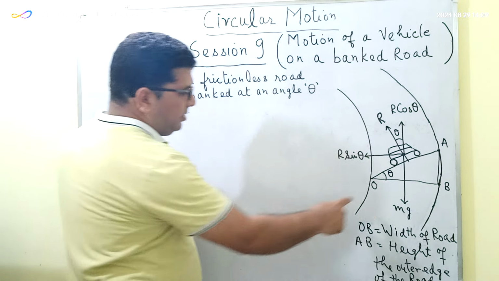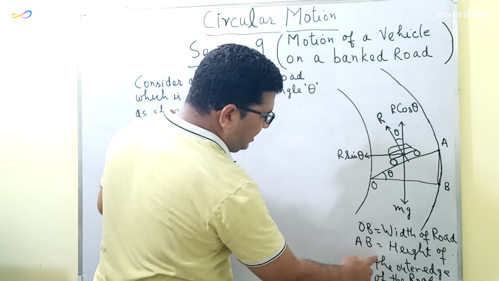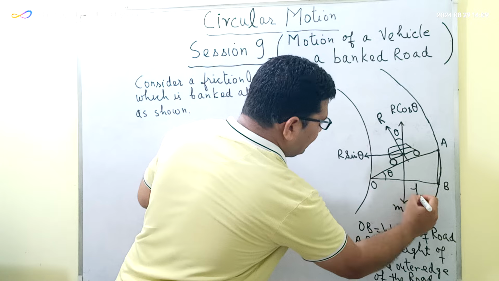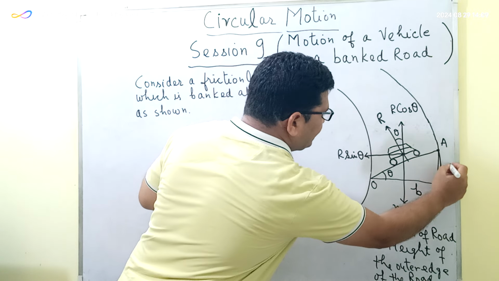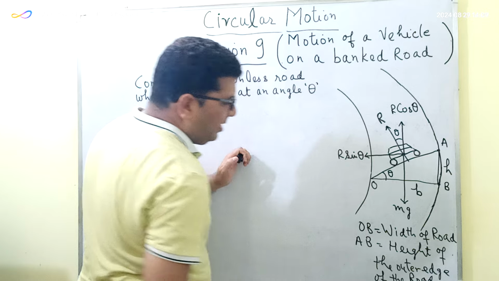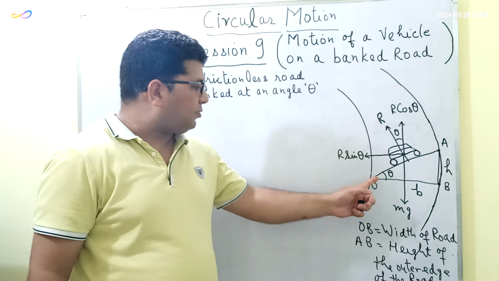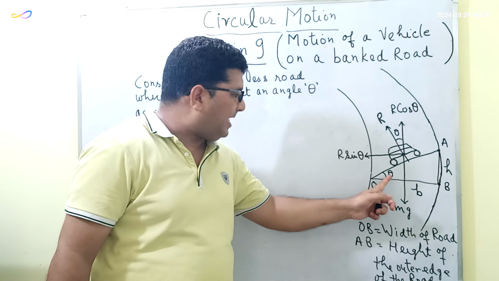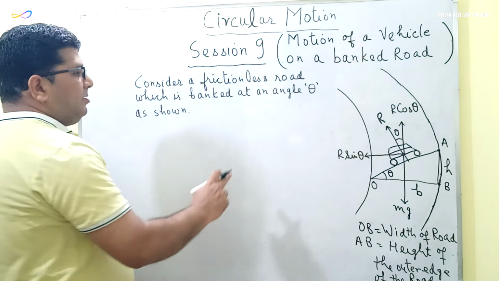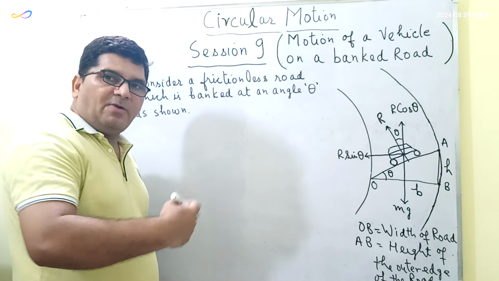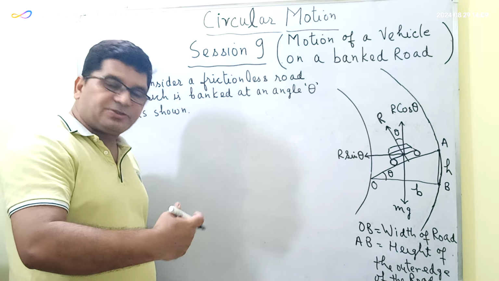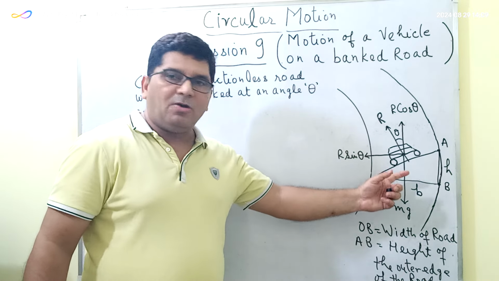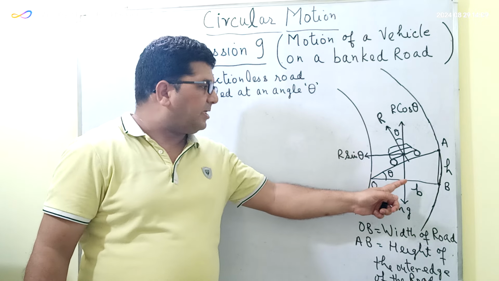And here OB is the width of the road and AB is the height of the outer edge of the road. Let us say B is the width of the road and H is equal to the height of the outer edge of the road, and this road, that is OA, is banked with the horizontal at an angle theta. Now the curved roads or the circular roads are banked at a certain angle in order to prevent the skidding of the vehicle.